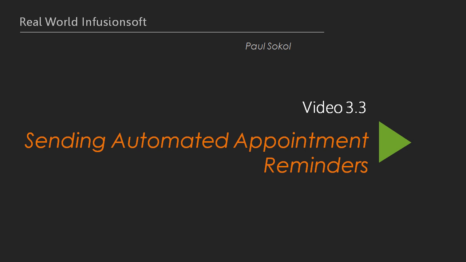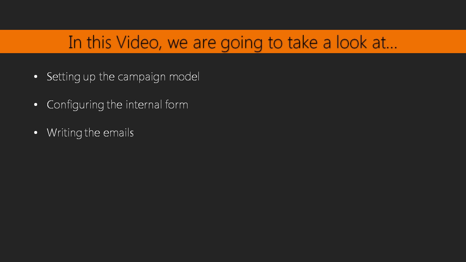So in this video, we're going to be building a workflow that can easily be operated after a user has put the scheduled appointment in their appropriate system of existence. So maybe it's an online calendar, offline calendar, mobile device, whatever. So in this video, we're going to specifically look at setting up the campaign model, configuring the internal form, and then writing the emails.